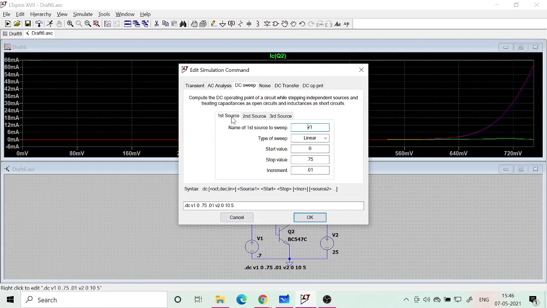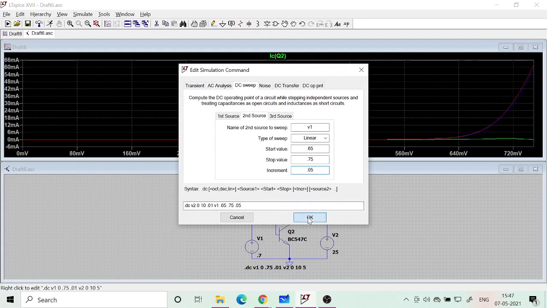Okay, so now I will change this. This will be V2, and V2 is going to vary from 0 to say 10, in steps of 0.01, and then V1 is the second source now, to plot the output characteristics. V1 linearly varying, you can start from say 0.65 to 0.75 in steps of 0.05. So that will give you three curves: 0.65, 0.7 and 0.75.